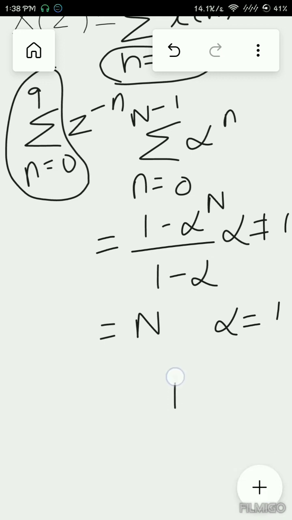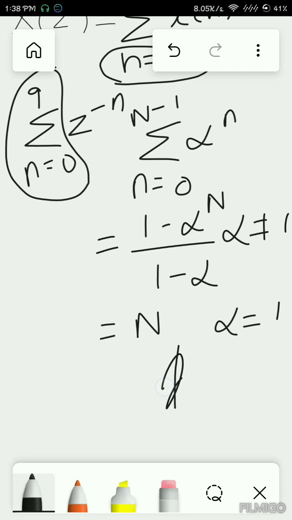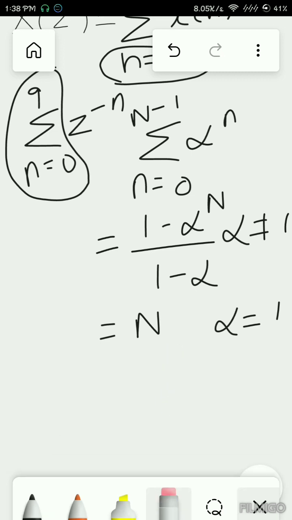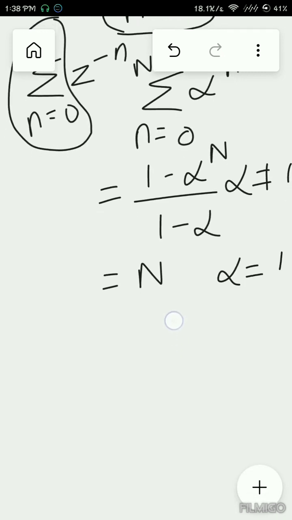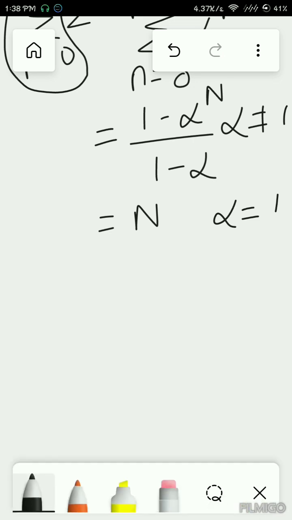So according to this formula, what I can say is n minus 1. As your summation is from 0 to 9, if you want to get 9, what you have to do? 9 is 10 minus 1, right? Yes. So that is why you're going to get it like this.